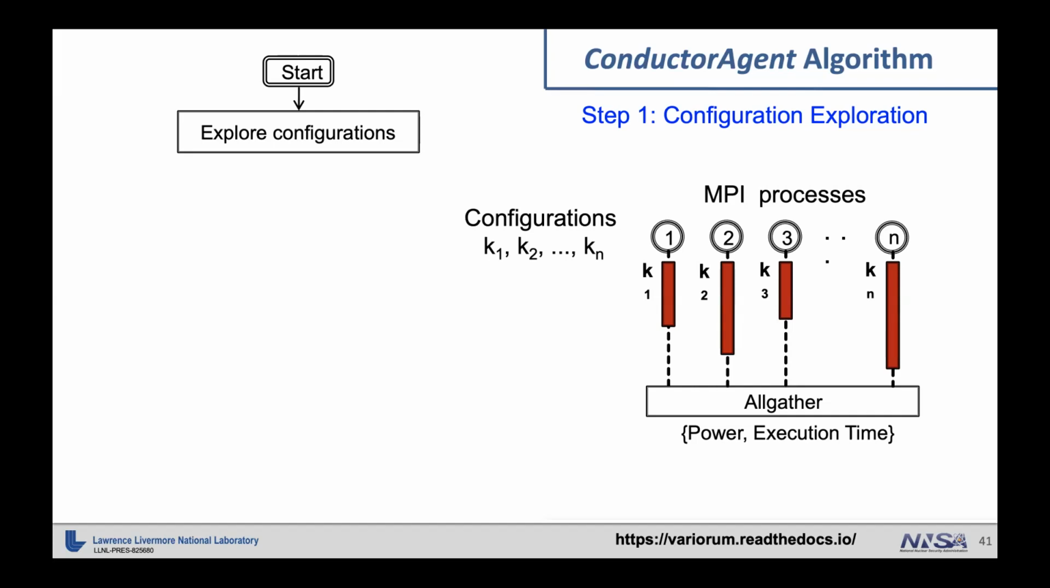At the end of each time step, an all-together operation distributes power and execution time for each time step to all tasks. So it monitors that and then sends out that information. Note that the slowest configuration contributes to the overhead caused by this step. In this case, k sub n is shown to be the slowest one.